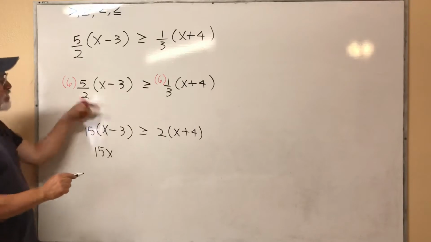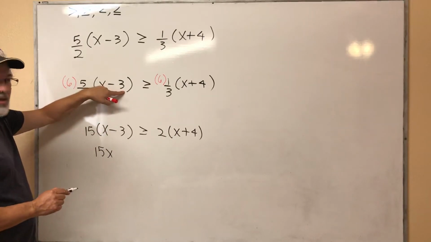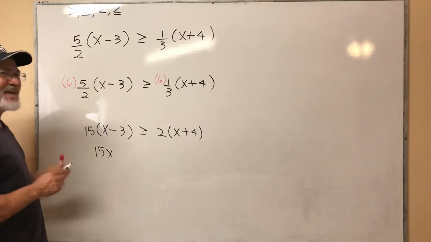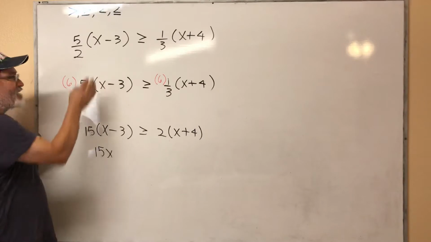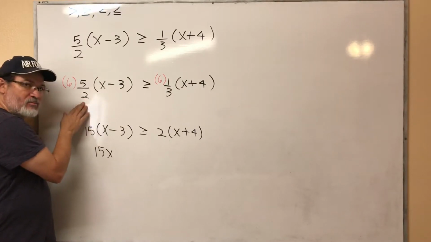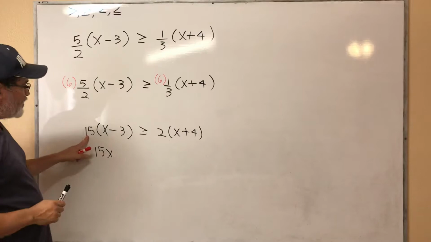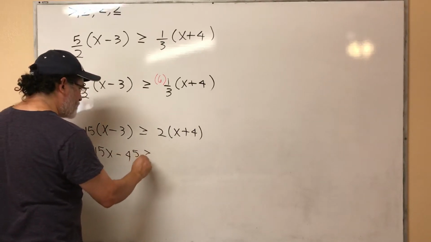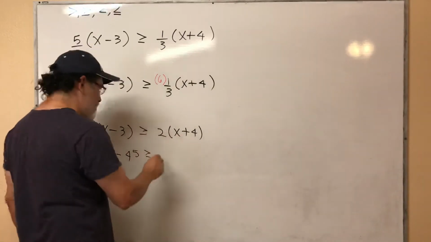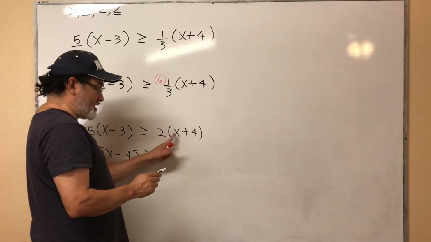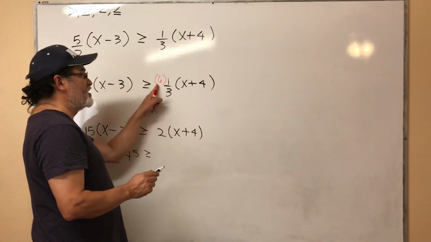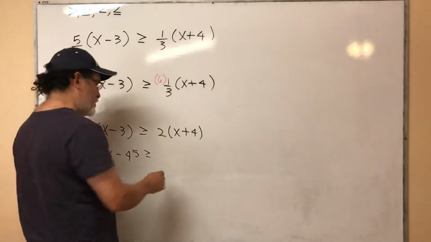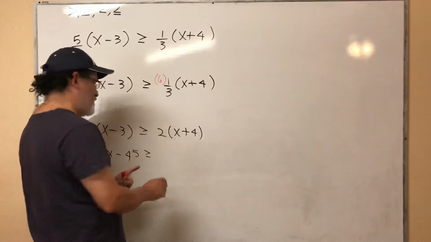15x. Distribute, and they all go in there. You see? This 3 is getting multiplied by the 6 times the 5 divided by 2, except that you do not do it right away because you want to get rid of fractions first. So 15 times negative 3, negative 45. 2 times x. When you multiply 2 times x, you're really multiplying 6 times 1 divided by 3 times x. Yes, you are. That's how we got 2 in the first place.